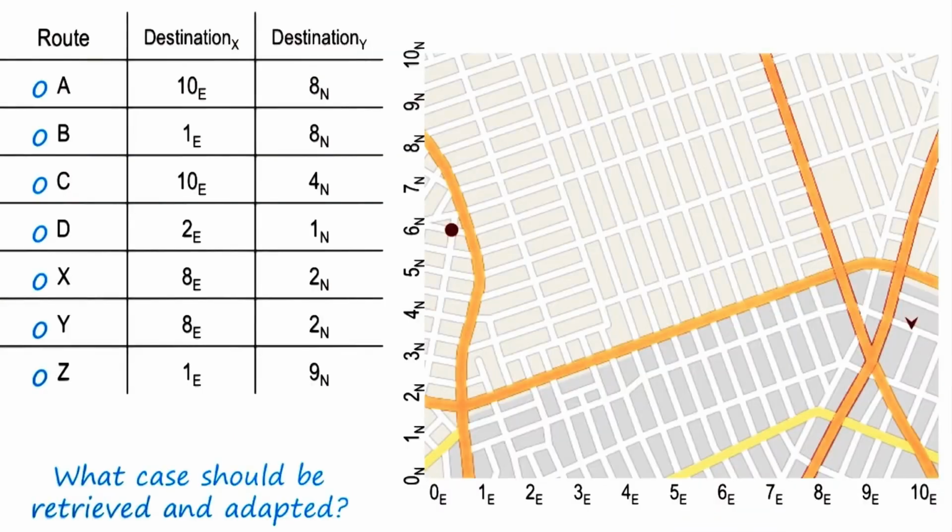Let us suppose that the case library is organized in the form of a table as shown here. Let us also suppose that we're given a new problem, how to go from this initial location to this goal location. Which case should be retrieved? So what was your answer, David?